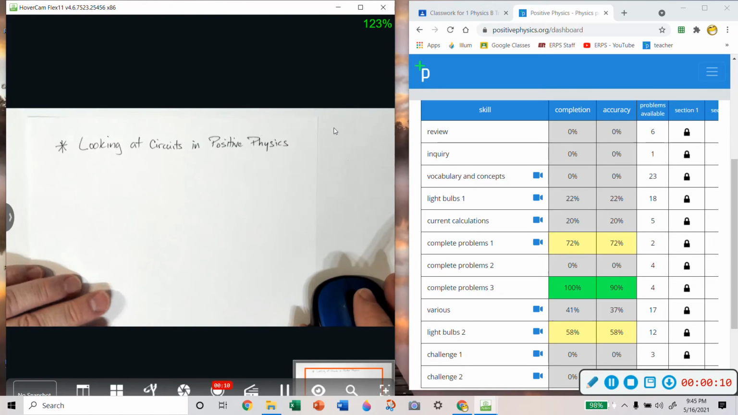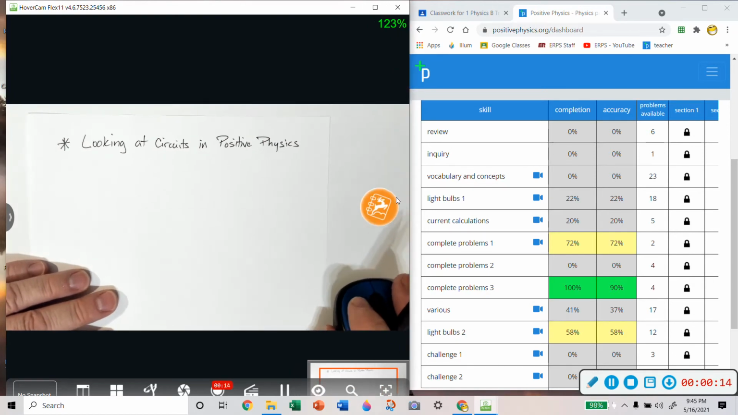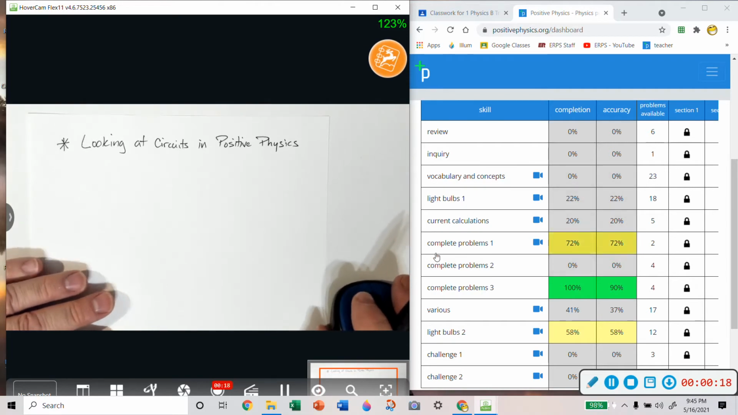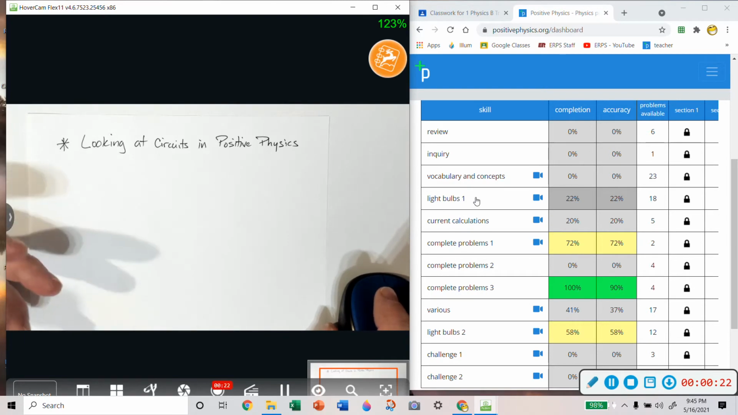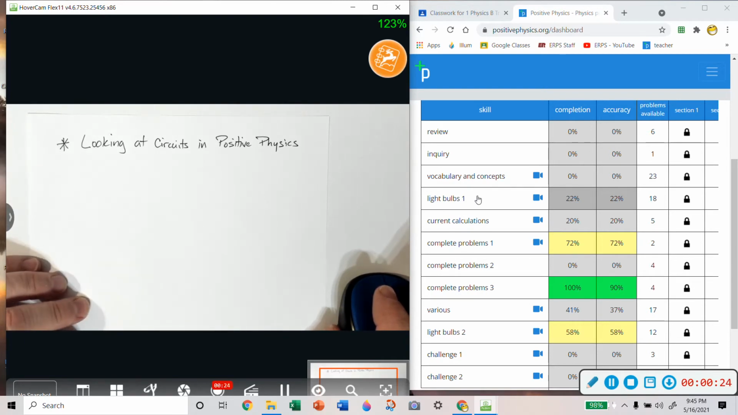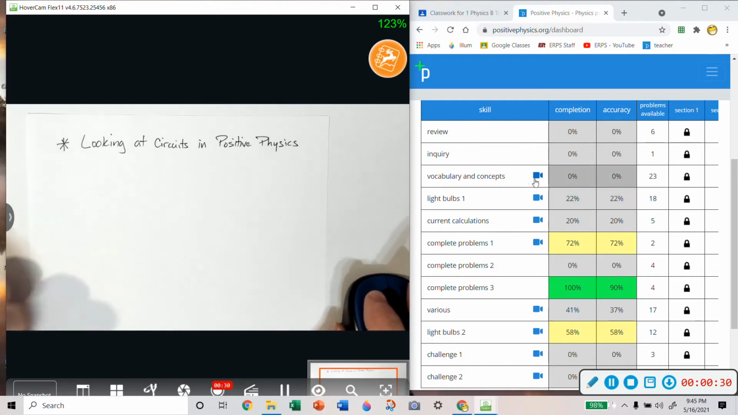So in positive physics, they explain and show circuits a little bit differently than we do. I just want to make sure as we go through, you know what to look for and how to answer the questions looking at it from their point of view. So with that in mind, I just want to go to vocabulary and concepts and go through a few basic quick ideas.